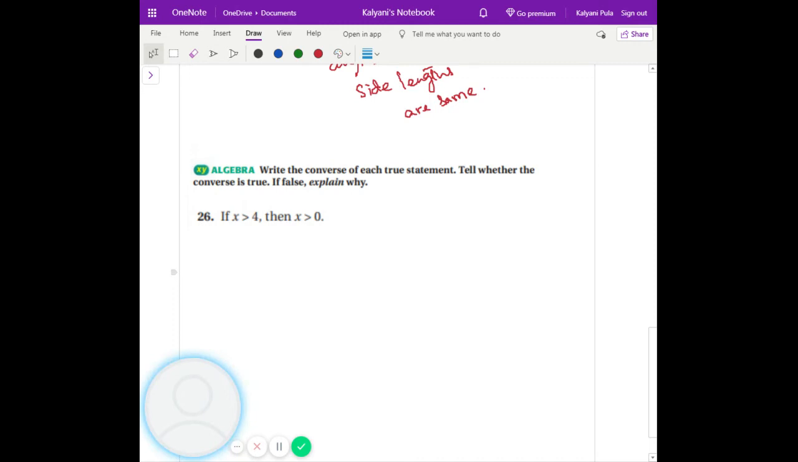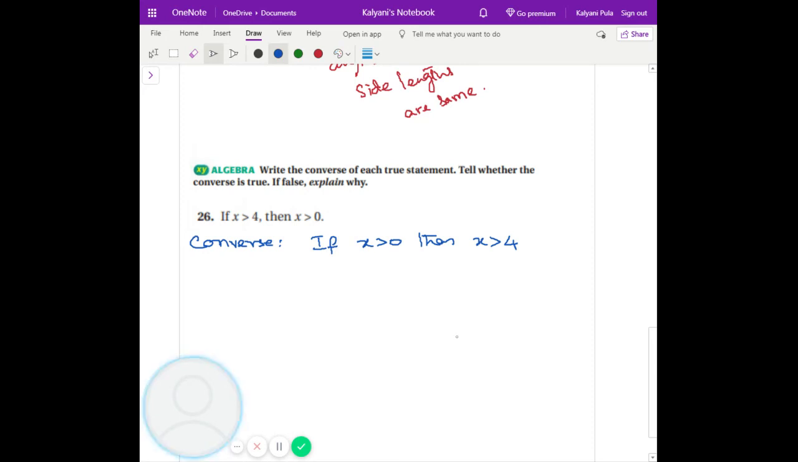It says write the converse first. What does converse mean? You just need to flip it. That's called the converse. So if x is greater than 0, then x is greater than 4. Okay, so that's a converse. If x is greater than 0, then x is greater than 4. Do you think it is true?